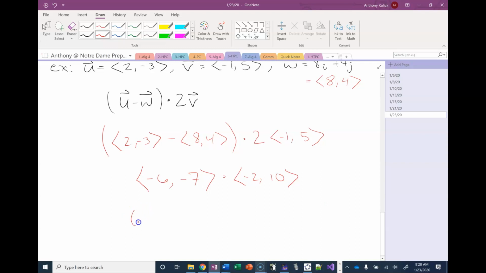Now I'm going to perform the dot product, so that's going to be negative 6 times negative 2 plus negative 7 times positive 10. So 12 minus 70, or -58.